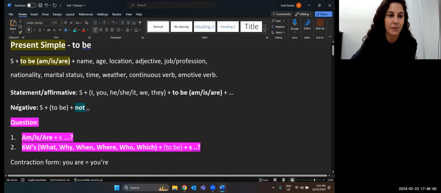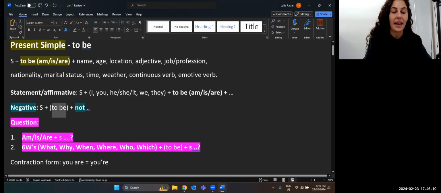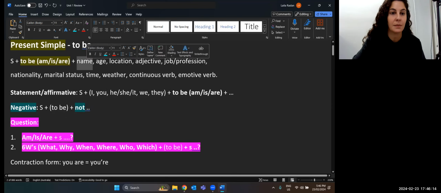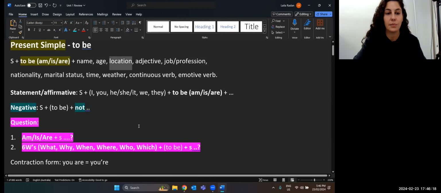So pretty simple. This is how we make a negative. We just add "not". We still have the subject. We still change the verb to be, so is it am, is, are, and we add "not", and then the same information. I'm not Maria. I'm not 20 years old. I am not from Brazil.